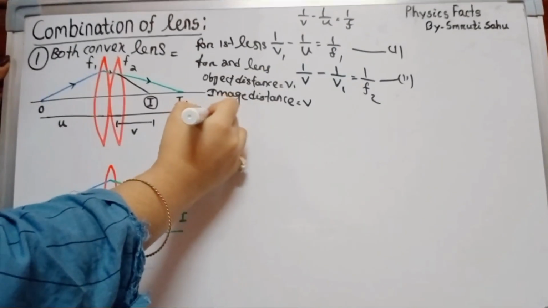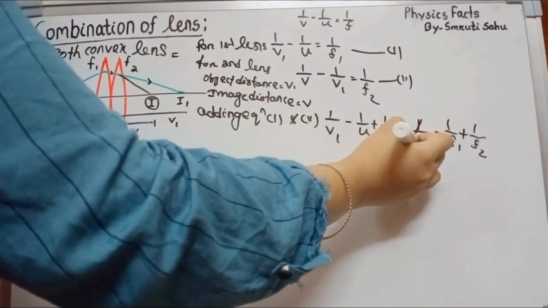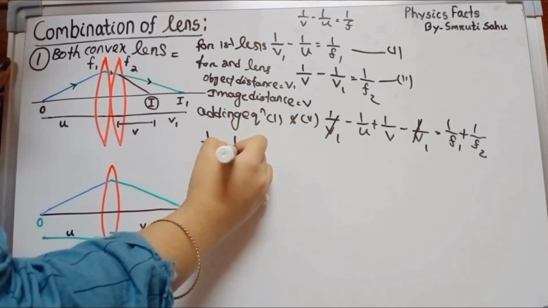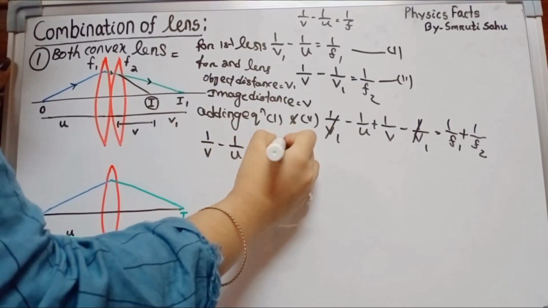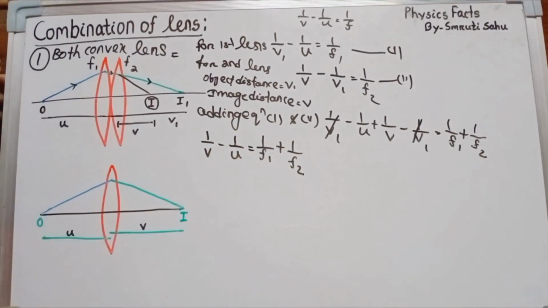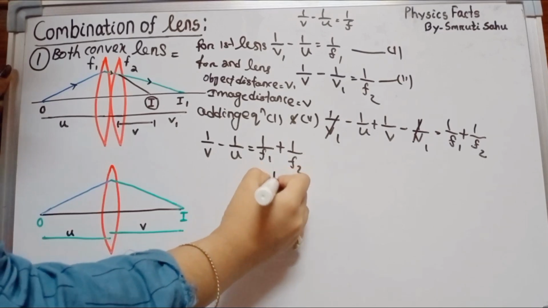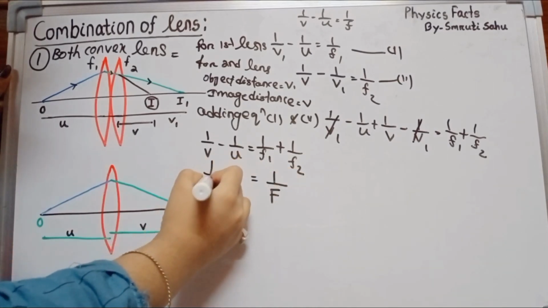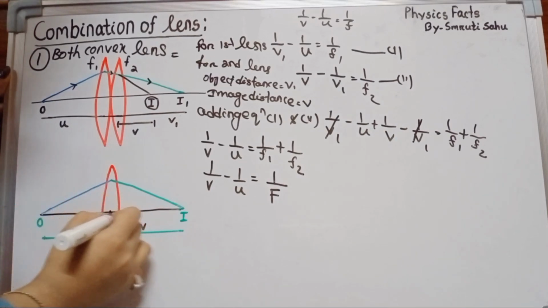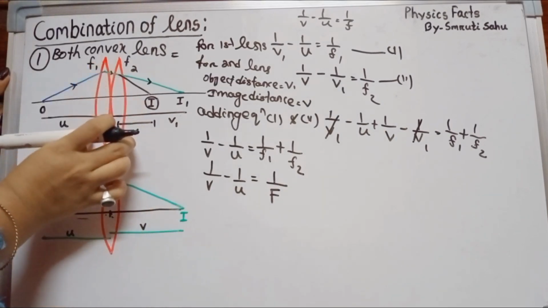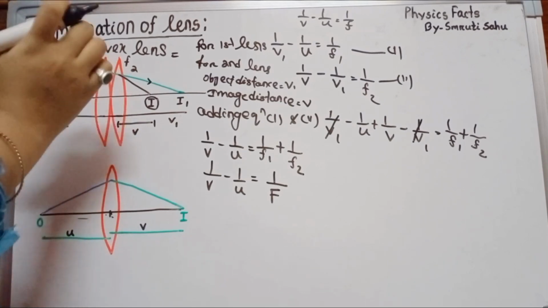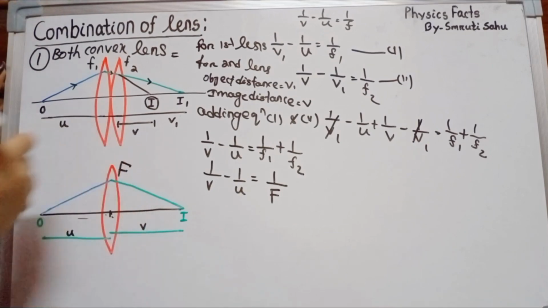Adding equation 1 and 2. Okay. Here 1 by v1 and 1 by v1 cancel. We got 1 by v minus 1 by u equals 1 by f1 plus 1 by f2. So here 1 by f1 plus 1 by f2 is the combination of focal length, taken as 1 by f. So here this one is the object distance and this one is the image distance, and the two lenses have focal lengths f1, f2 and in combination, the focal length is taken as f.